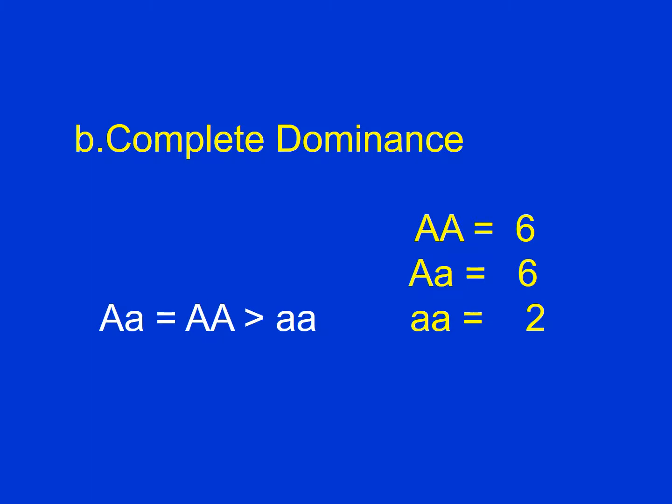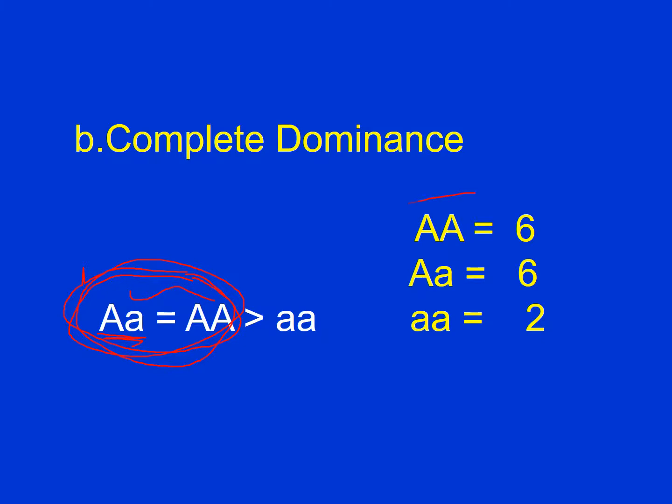Complete dominance is probably the easiest to illustrate and to understand, and basically your heterozygous individual is going to be equal to the homozygous dominant. You cannot distinguish between these, either numerically or by looking at the animal. If the animal has a homozygous dominant genotype, it could also be heterozygous. You cannot tell these apart. And they're going to be different than the homozygous recessive.